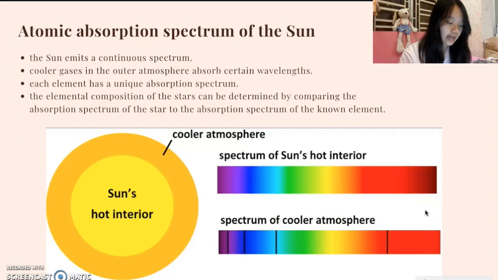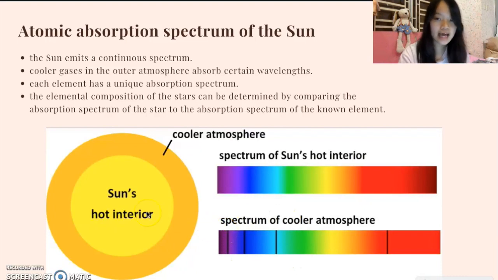Now we'll be looking at the atomic absorption spectrum of the sun. Since the sun has a sufficiently high temperature, it will give out a continuous spectrum of all wavelengths in the visible light. As the light passes through the cooler gases, such as helium and hydrogen in the outer atmosphere of the sun, certain wavelengths are absorbed by those cooler gases, and this produces the black lines in the absorption spectrum.